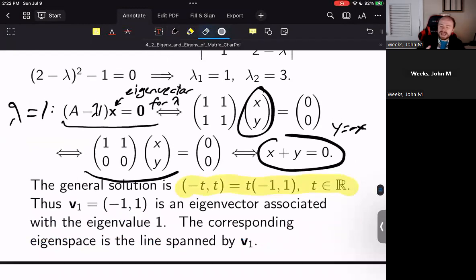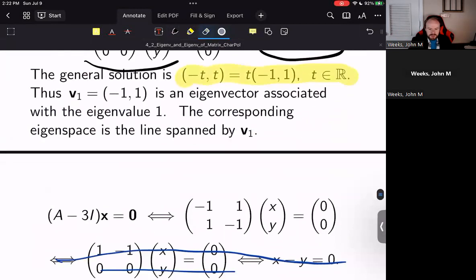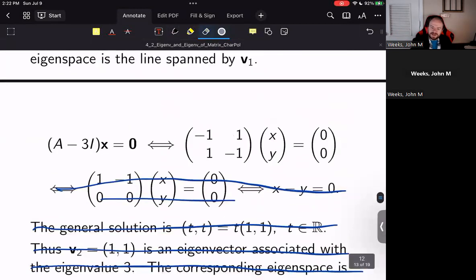The corresponding eigenspace for this is the line spanned by v1. Eigenspace meaning the subspace that contains this vector, right? Kind of the smallest subspace that contains it, so hence the span. Well, that was for one of the eigenvectors. What about the other one? What about for the eigenvalue of 3?